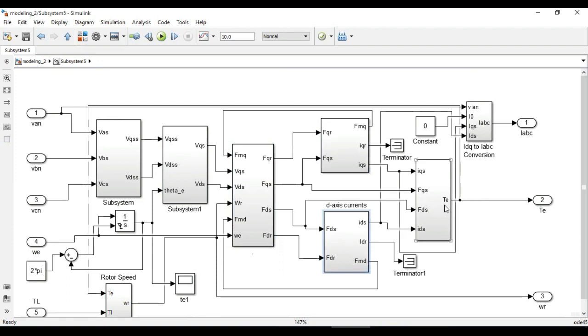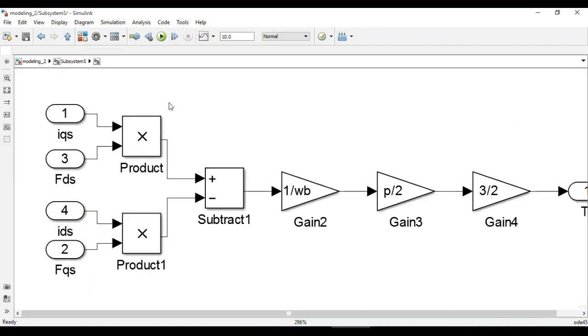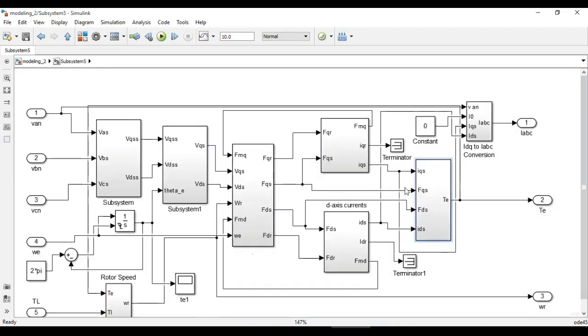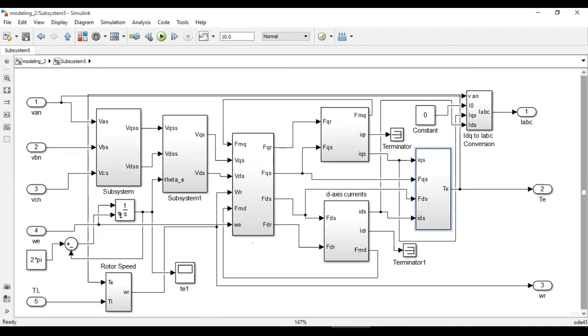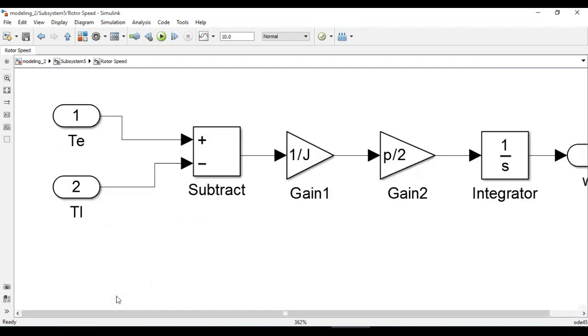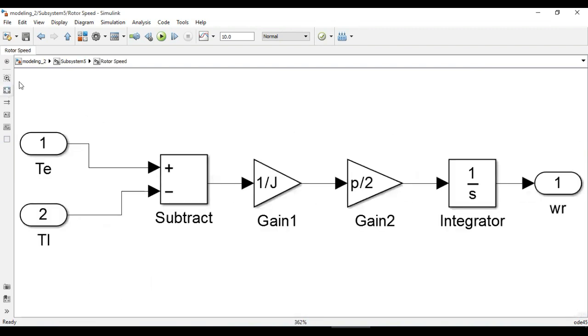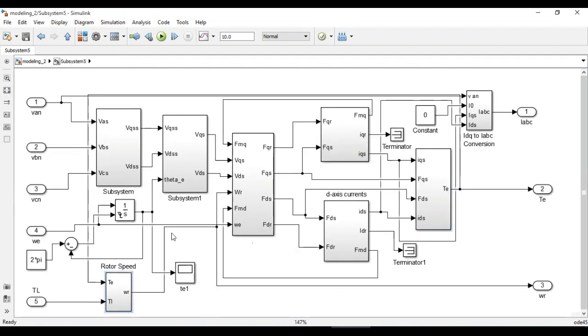These currents will be fed to this torque generation block, and this is the same model as I have shown you before, and this is the torque TE. That TE you can see is fed back to this block, and this block will calculate omega R. Okay, and that omega R will be fed to this scope. Okay, this is omega r.